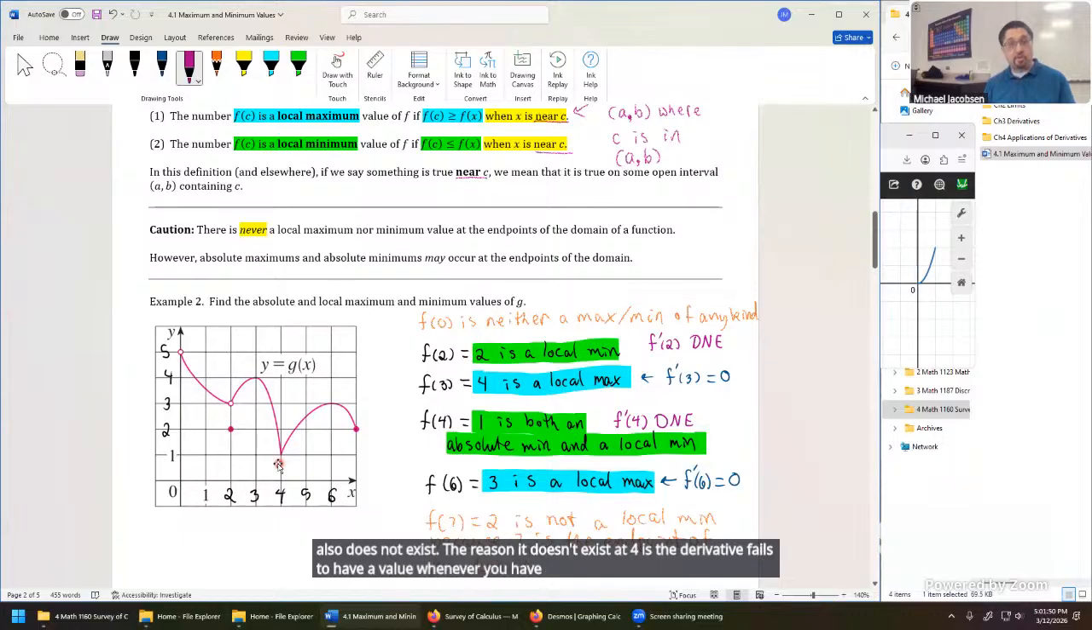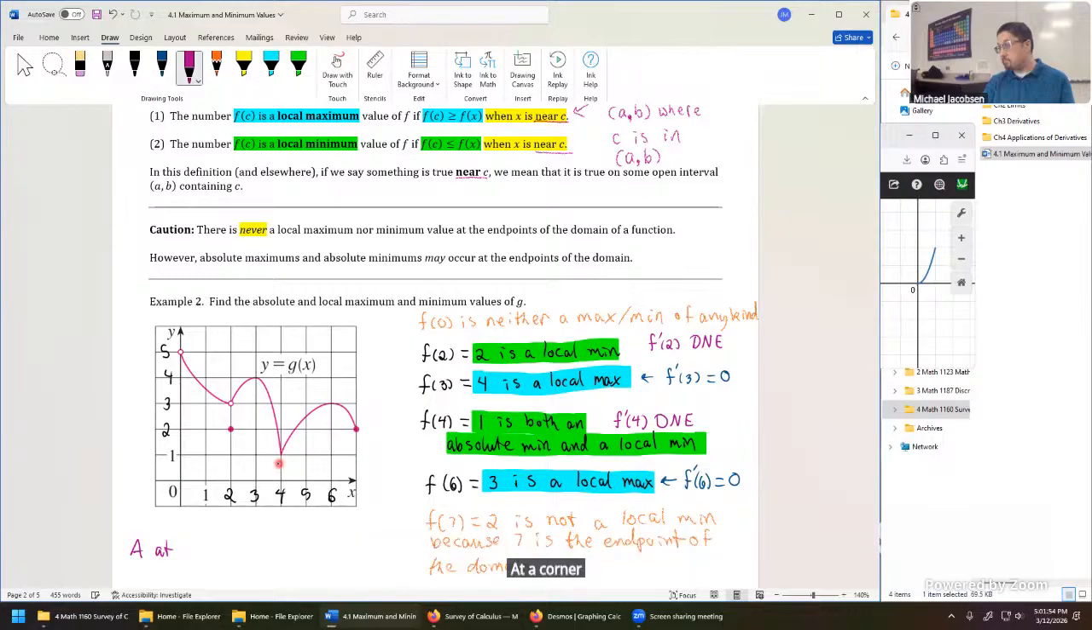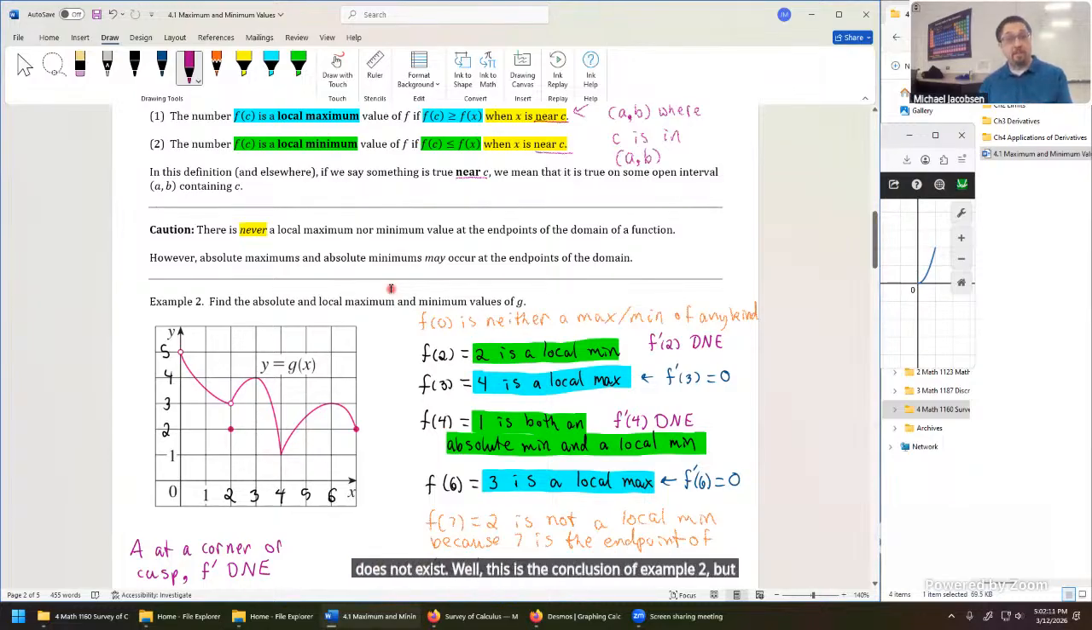The reason it doesn't exist at 4 is the derivative fails to have a value whenever you have a sharp corner, or sometimes called a cusp. At a corner, or cusp, you could call it, f prime does not exist. Well, this is the conclusion of example 2, but any questions or comments at the moment?